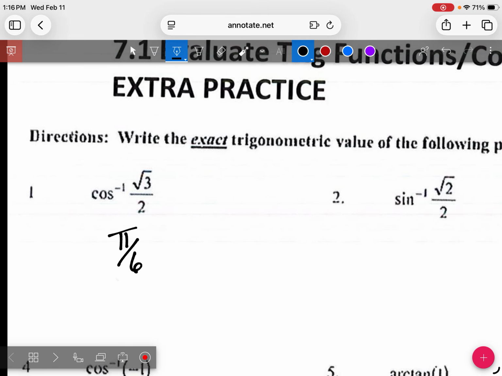Okay, number 2 is tricky because sine is in quadrants 1 and 4. And the angles in quadrant 4, you have to reflect them to make them negative. Okay, so number 2, what angle in quadrants 1 or 4 has a sine value of positive root 2 over 2? So Daniel, which one would you pick? Pi over 4.